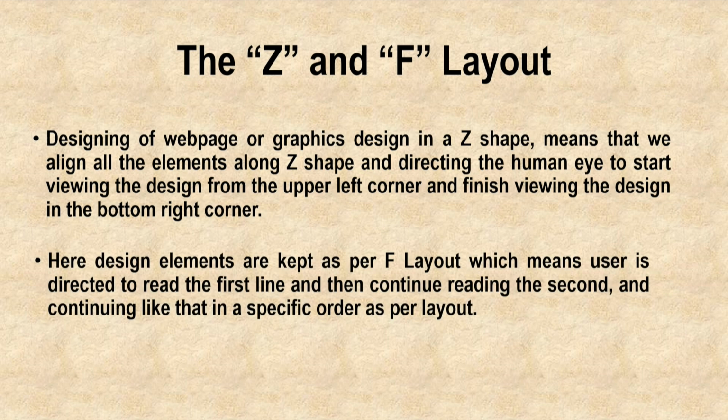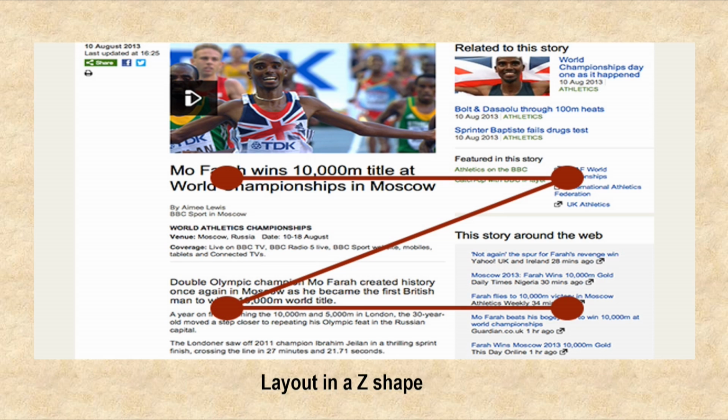Additionally, here design elements can also be kept as per the F layout, which means that the user is directed to read the first line and then they continue reading the second one, and after that continuing as per the specific order mentioned in the layout. This can be well understood by looking at these web page designs.